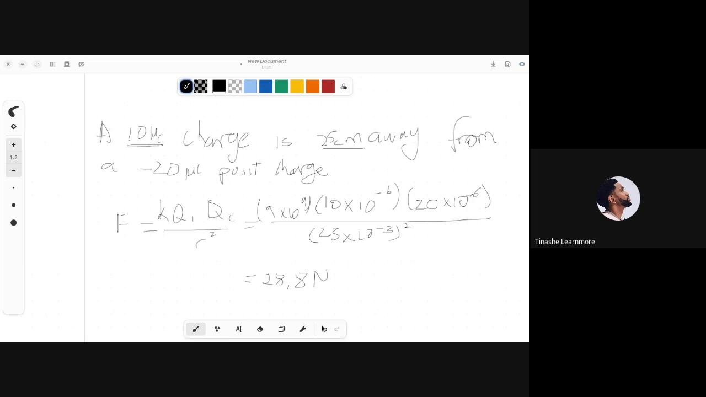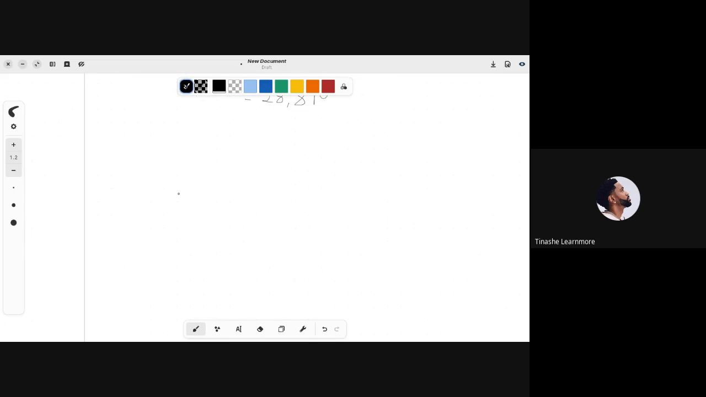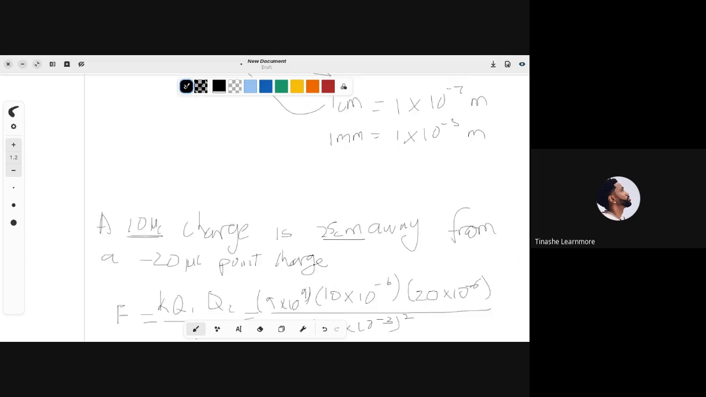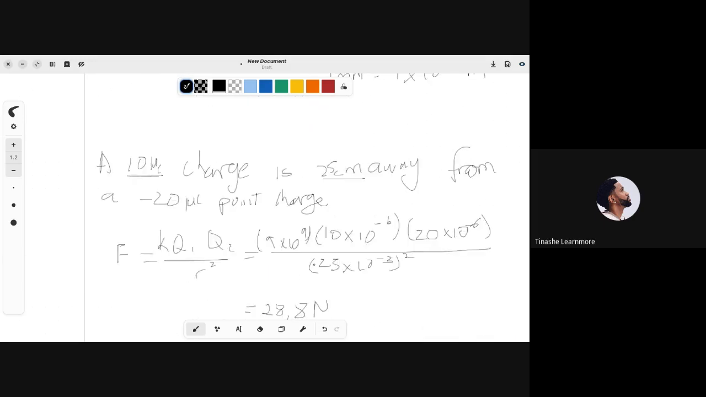Then let's take the second one, but yes, there's a hand raised. Petro, why are you using the conversion of millimeter? Oh, yes, it's 10 to the negative 2, not 3. You're right. You still end up with 28.8 nonetheless.